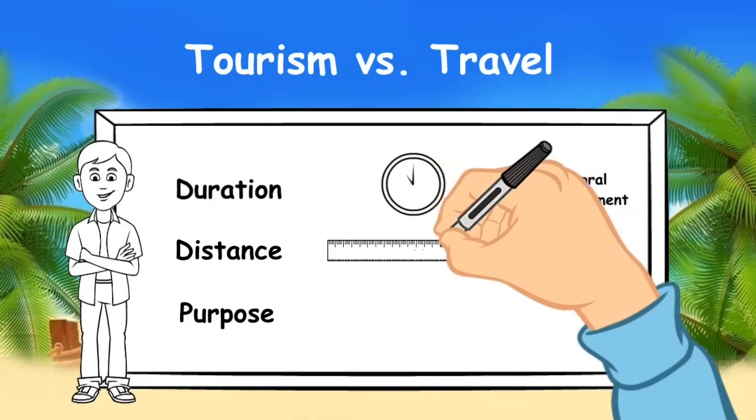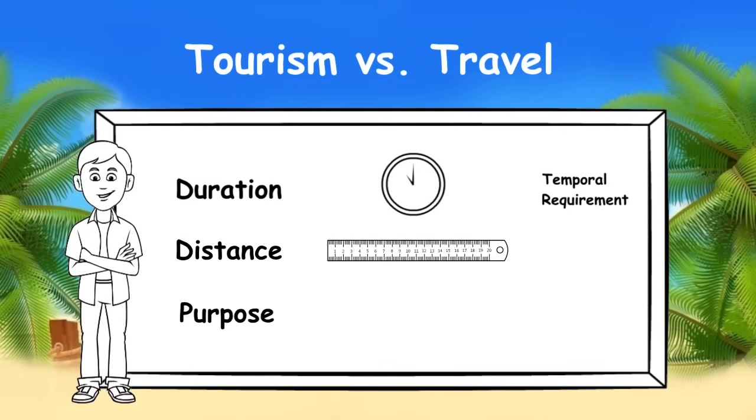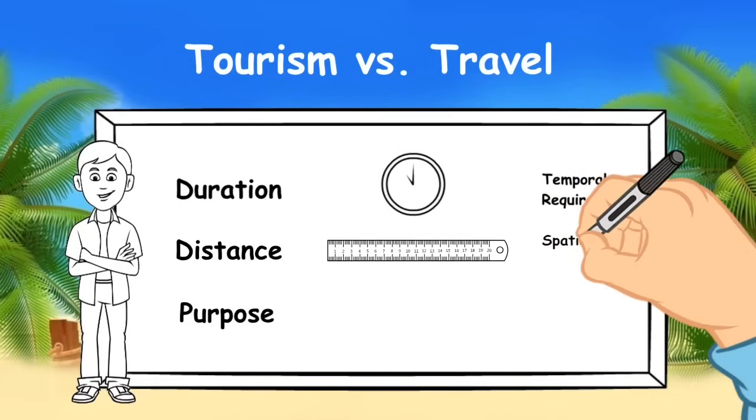The second criterion examines the distance traveled. This qualification puts as a minimum requirement that for a trip to be considered tourism, it must extend beyond the traveler's usual environment. This is done to exclude local routine travel and to be able to distinguish between tourists and locals. This is called the spatial requirement.